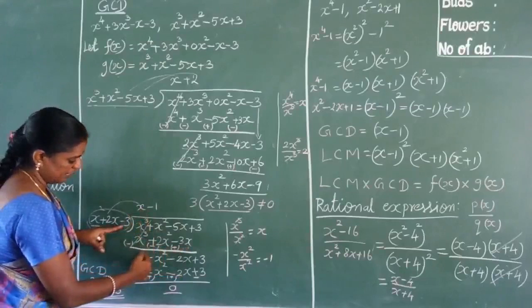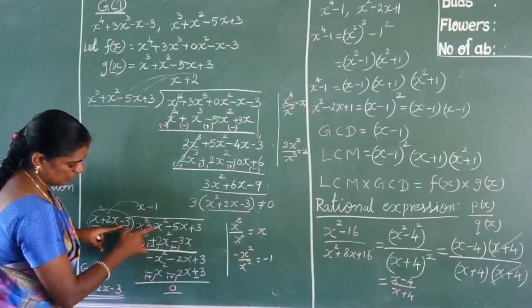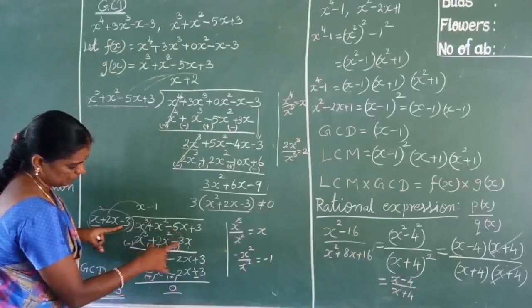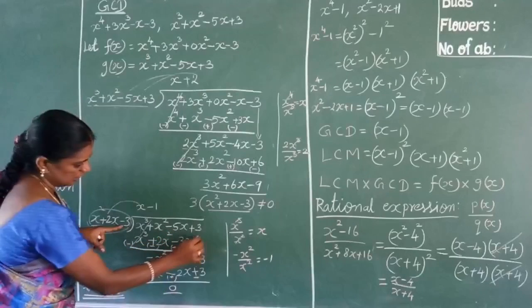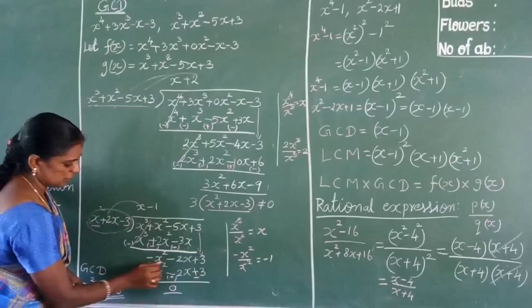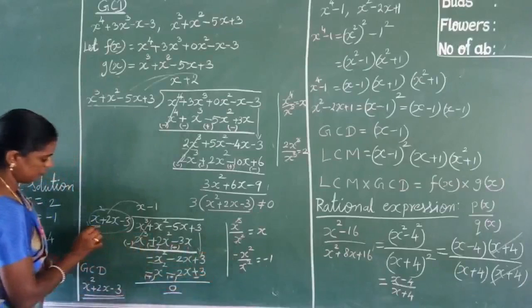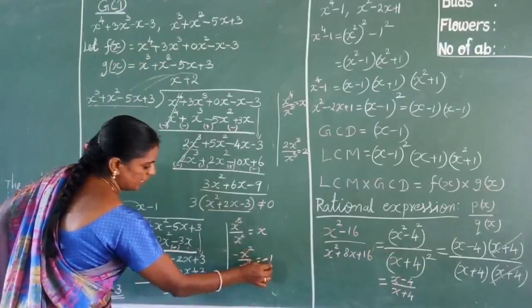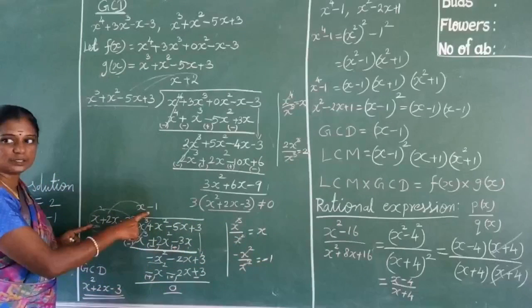And again subtract x cube, cancel, plus x square, minus 2x square, minus x square, minus 5x plus 3x, minus 2x. At last bring down 3. Next, first term minus x square by first term x square. So x square cancels, we get minus 1. That is the quotient answer.